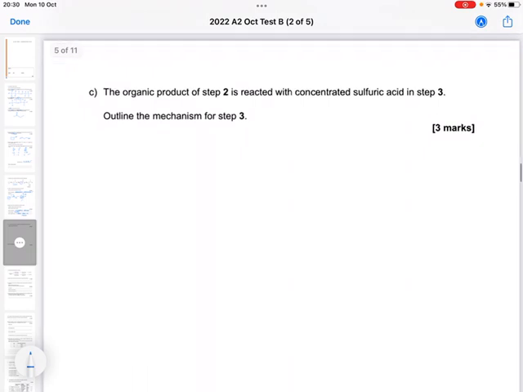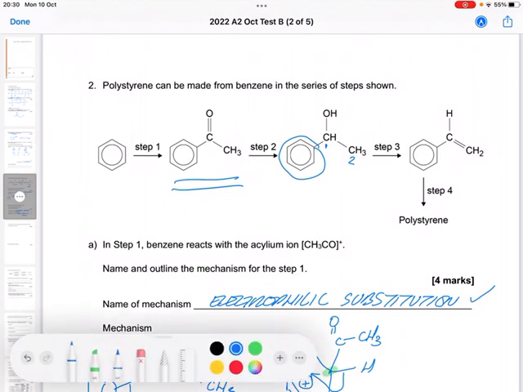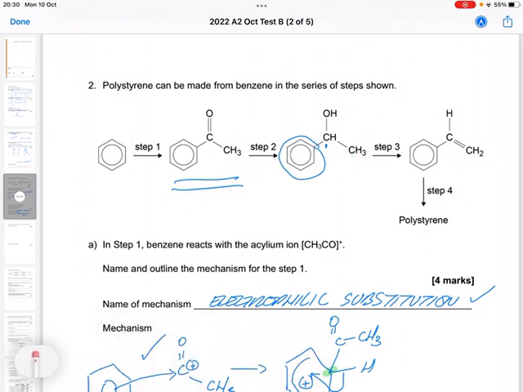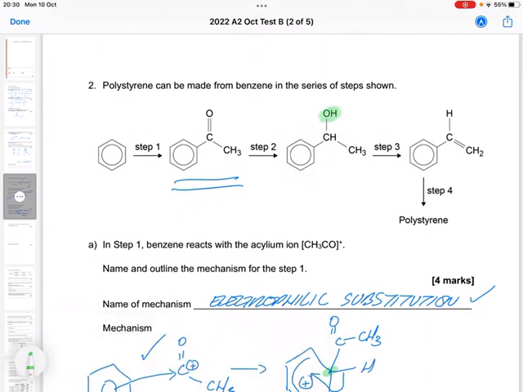Part D, the organic product of step 2 is reacted with sulfuric acid. In step 3, outline the mechanism for step 3. Let's go back and have a look at step 3. So again, it's a case of just looking at what is changing on here. So in this one, I'm going from an alcohol to an alkene. So this is going to be the elimination or dehydration reaction.